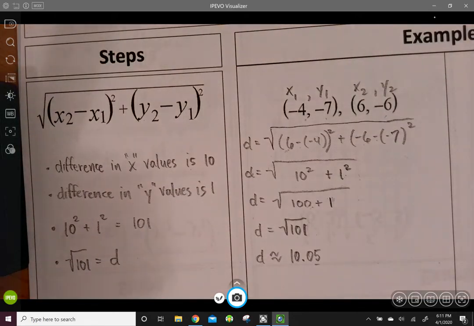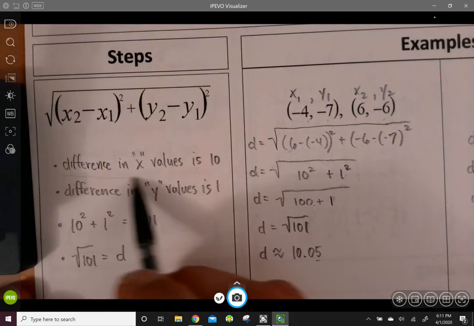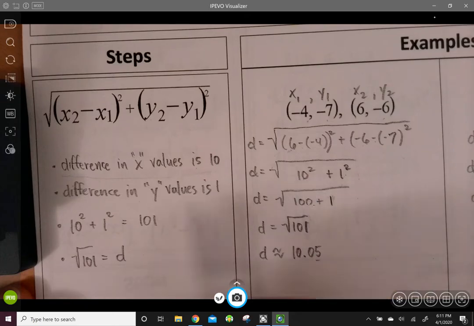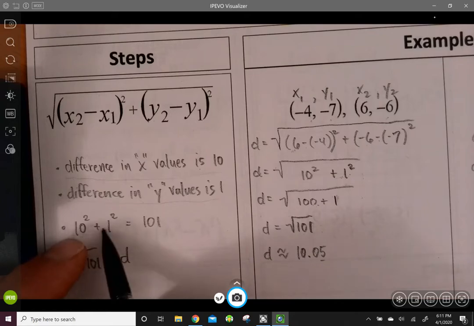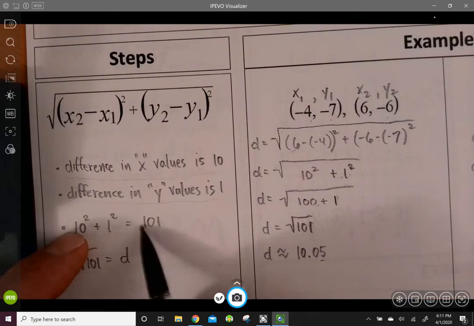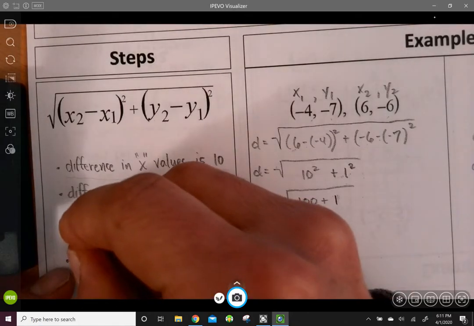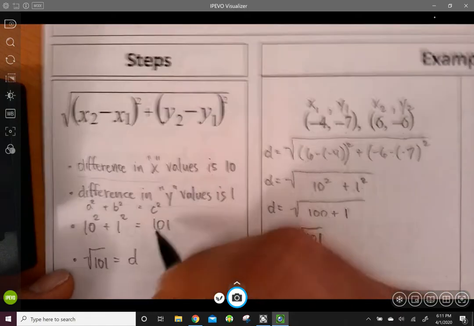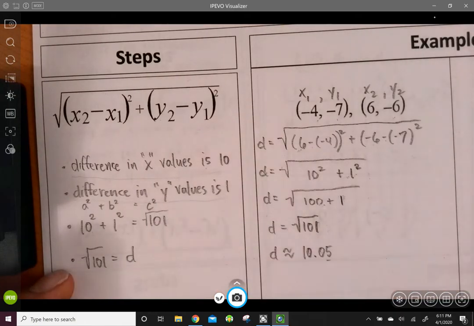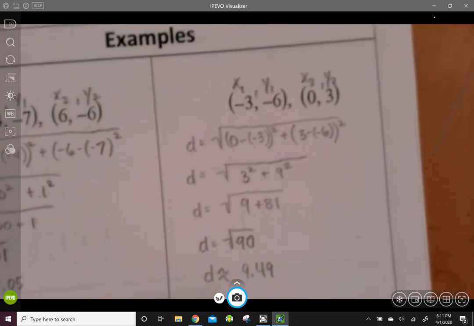Now we're going to look at another example right next to it. But before we do that, you can see over here I wrote that the difference in x values is 10. The difference in y values is 1. 10 squared plus 1 squared is equal to 101. So by the Pythagorean theorem, a squared plus b squared equals c squared, to find c, all I have to do is take the square root of that. And that's connecting the distance formula and the Pythagorean theorem, how these all work together.